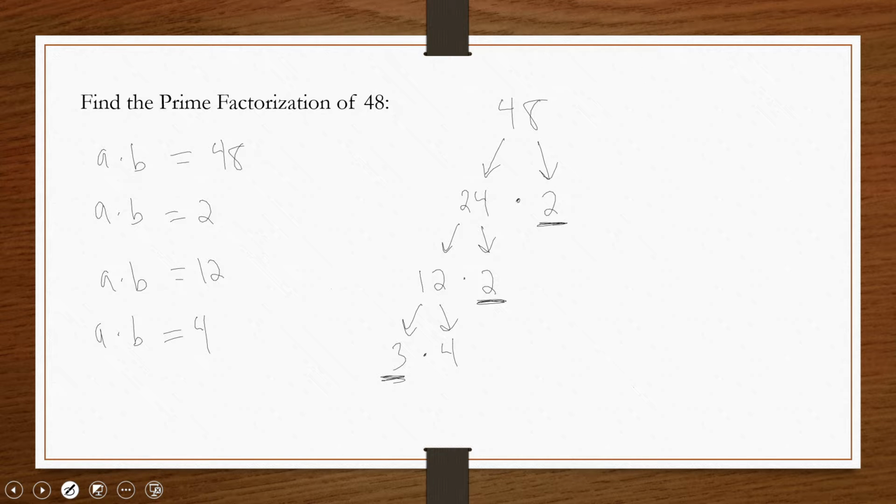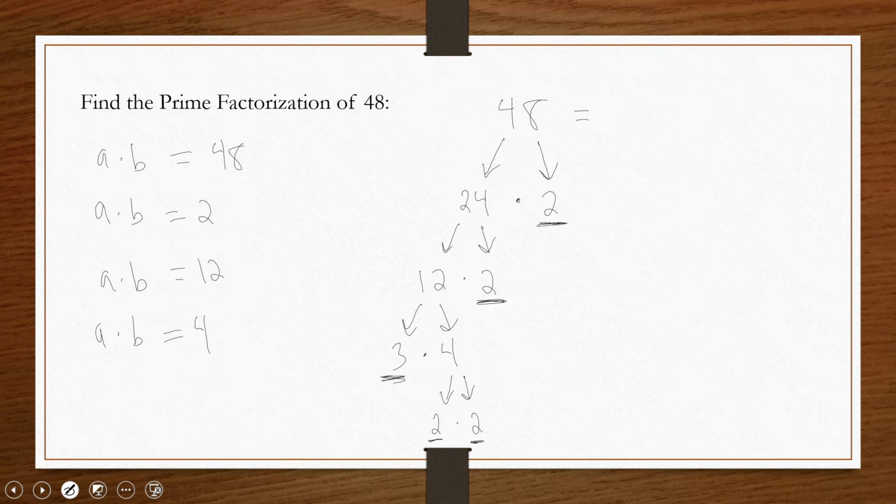Well, 1 times 4 doesn't really help us, although that is a true factor. We're looking for the prime values here, so we break down 4 into 2 times 2. And we've completed the tree. Now if you'll notice, all the underlined values are prime numbers, and they're basically going to be multiplied together to create the prime factorization of our original value.